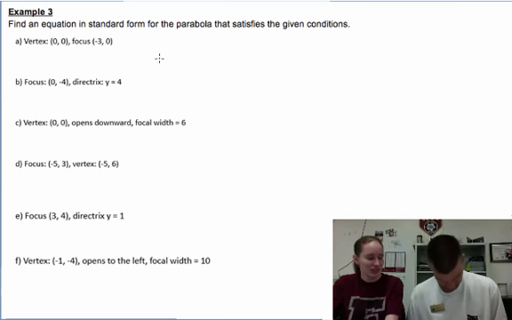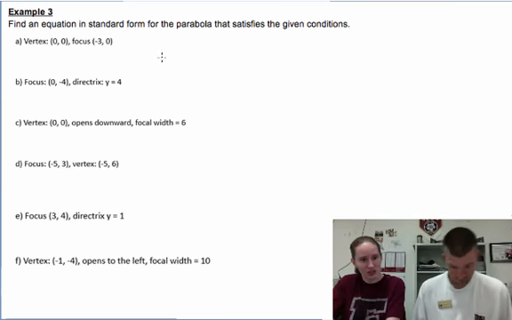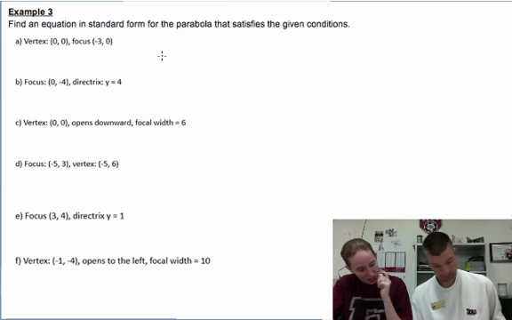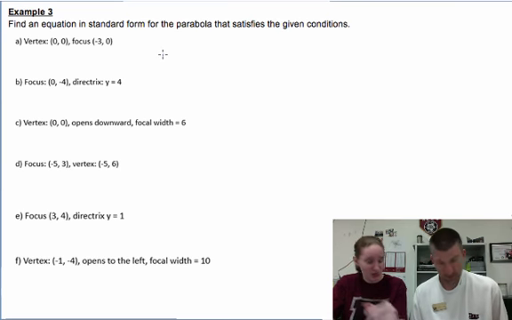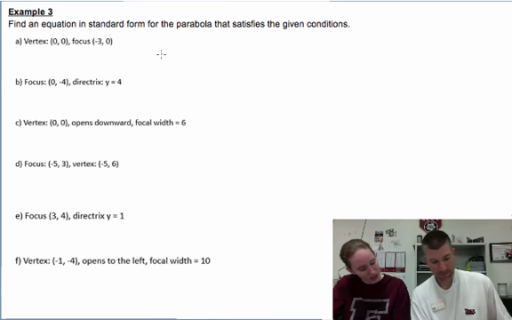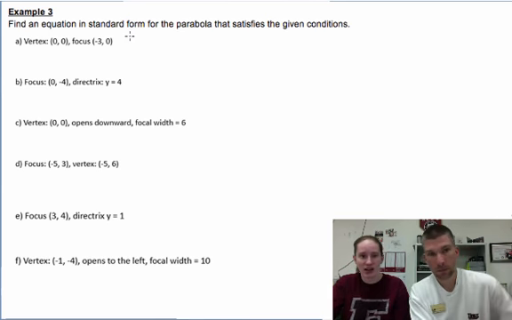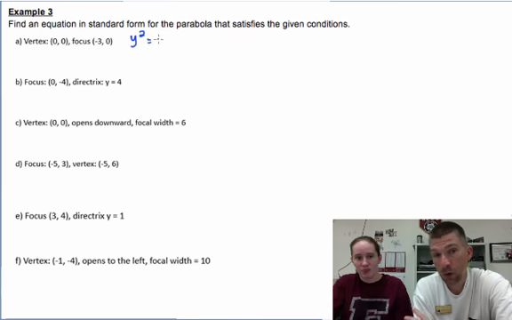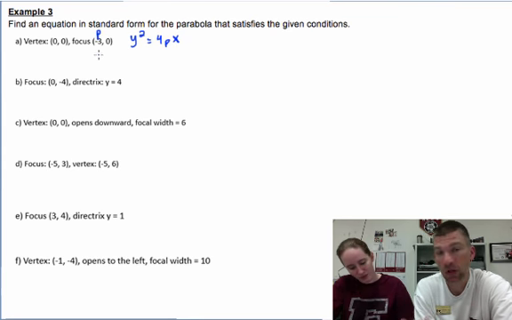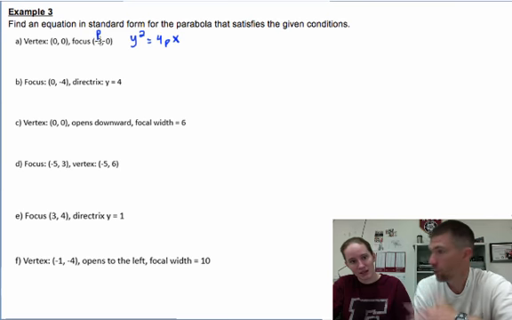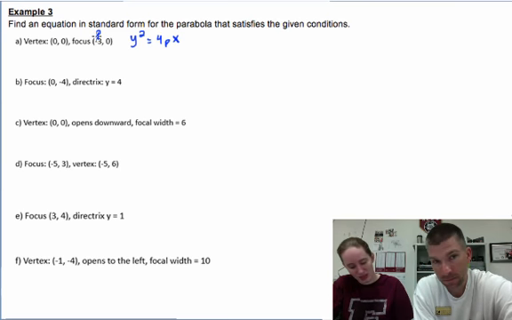If the vertex is at 0, 0, look at the chart for 0, 0, which in your book would be on the left side. If our focus is negative 3, 0, it has to be y squared equals 4px, because we're looking at what's different. Where does the focus show up? What value changes, x or y? That's your visual cue as to which side to work with. This is p, 0, so that means our p is negative 3.